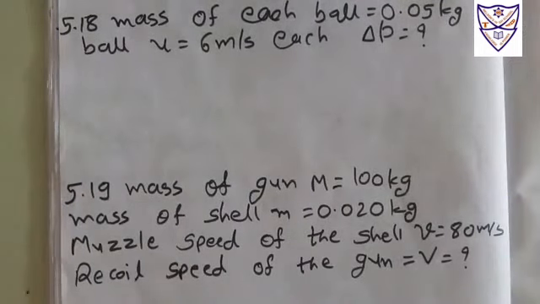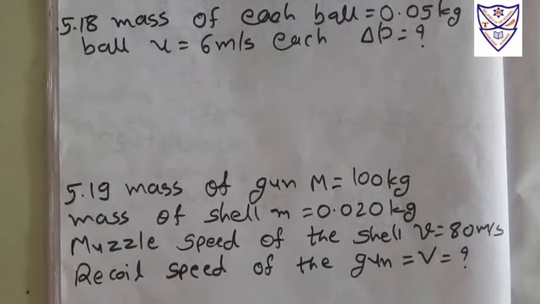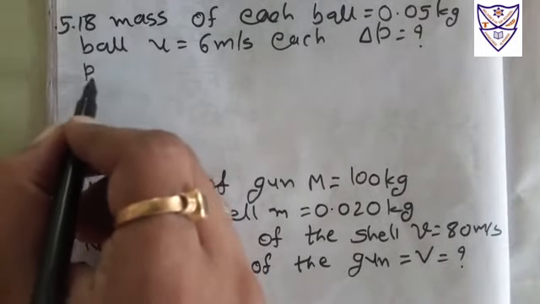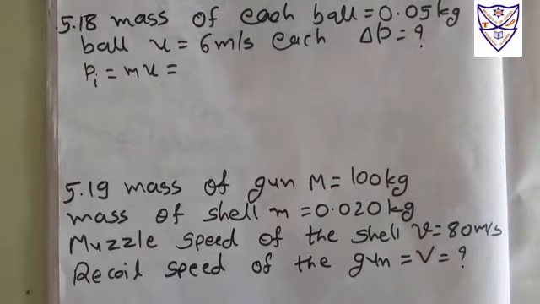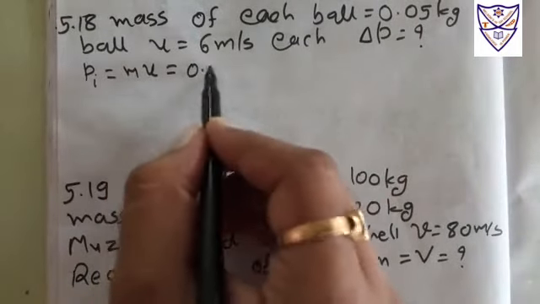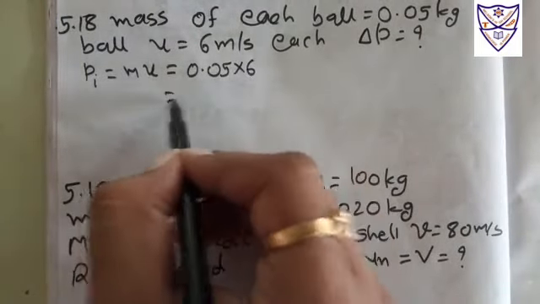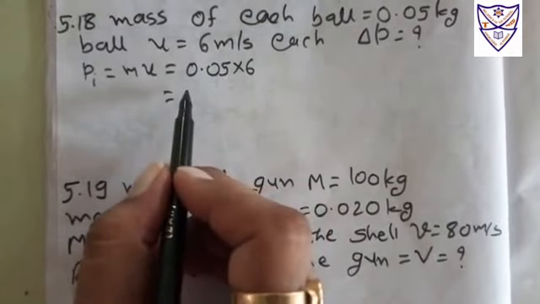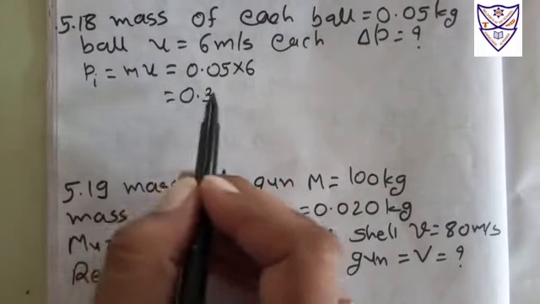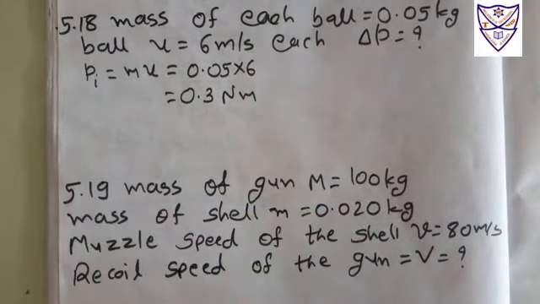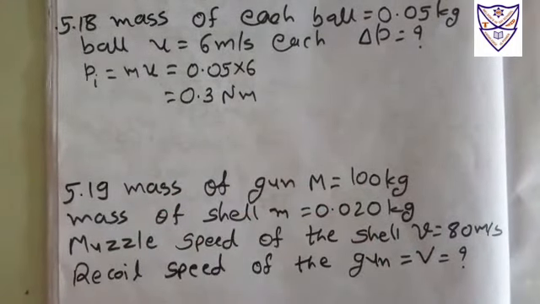In this numerical we have two billiard balls. Before the collision, their initial momentum is mass into speed, right? So 0.05 into 6, simple. So we get 0.3 Newton into meter. That's our initial momentum of this system.